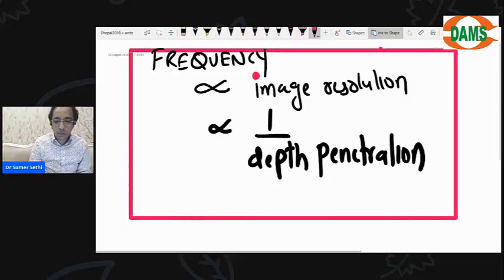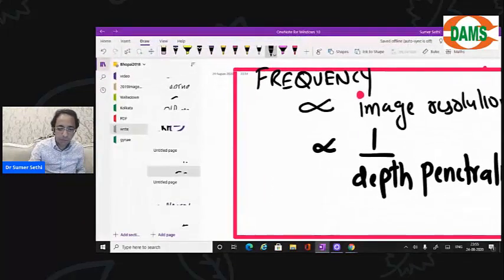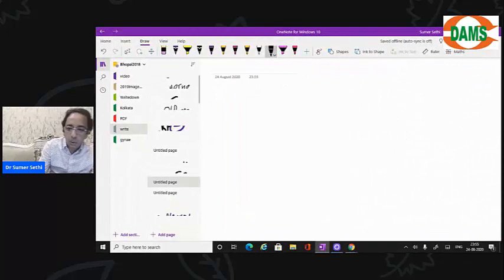Everyone should know this. This will have a lot of clinical implications. The more the frequency, the better the resolution, but the less the penetration. So this is the trade-off whenever we are doing an ultrasound. Let's try to understand the concept better.